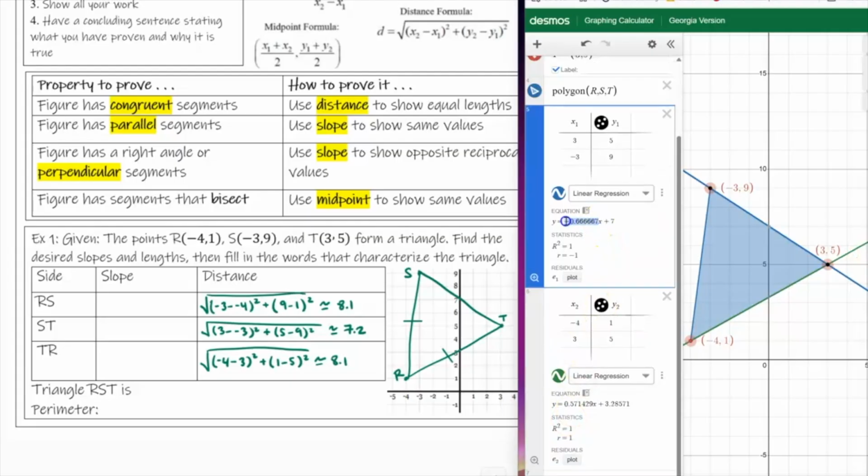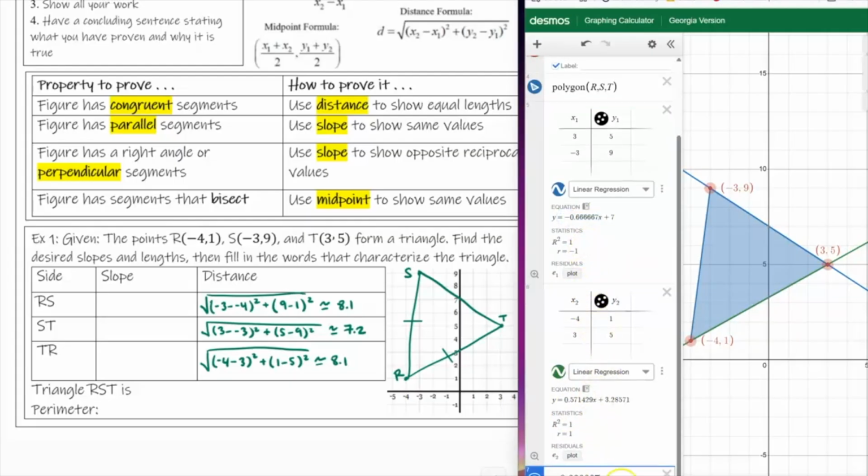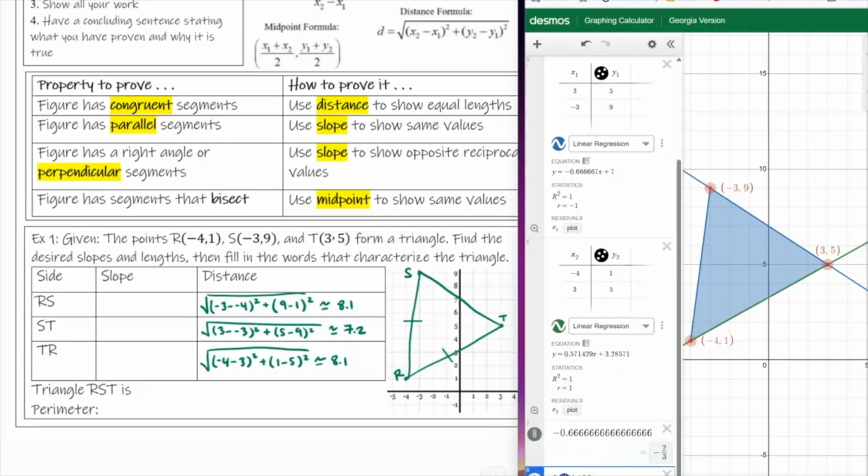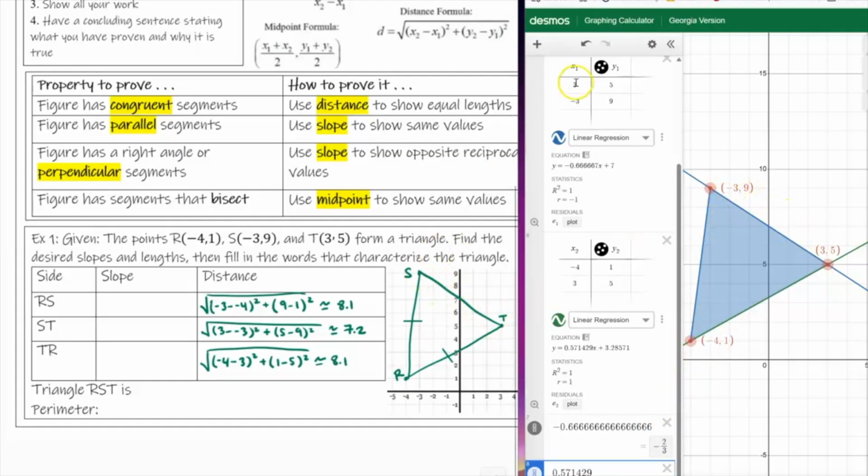So I can already see that these are not going to be, but I'm just going to prove it to you. Let's make that a fraction. So if these were reciprocals of one another, negative 2 over 3 would have been, flip it over, 3 over 2, and change the sign to positive, and you could multiply them to negative 1, but they are not. So the slope for these two, which is TS, 3, 5, negative 3, 9, is going to be negative 2 over 3. So TS or ST is negative 2 over 3.